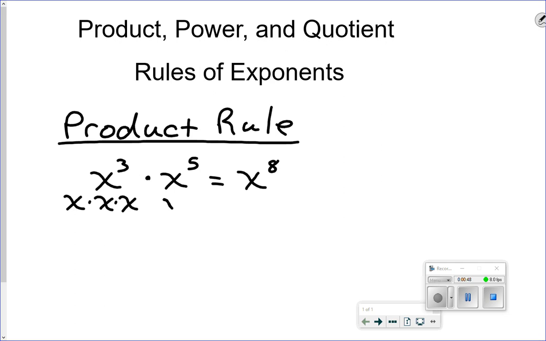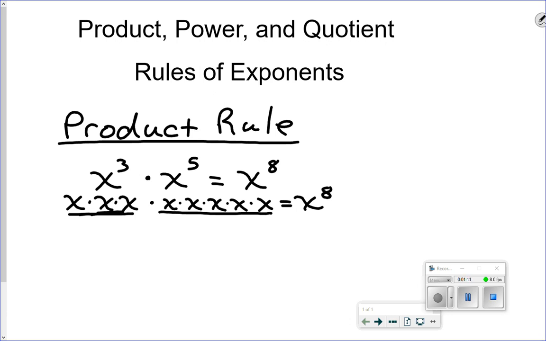X to the fifth, same thing with 5 x's multiplied together. So if I take x to the third and multiply it by x to the fifth, I'm basically multiplying x times itself 8 times. So that's the reason that we add the exponents. Adding the exponents is a shortcut, but this is the reason behind it.